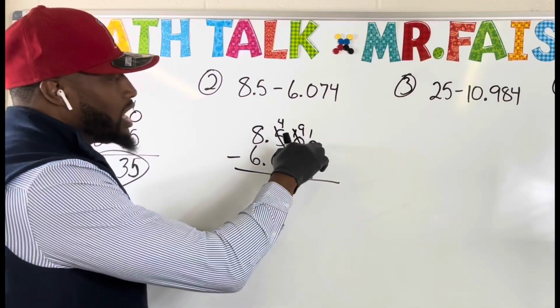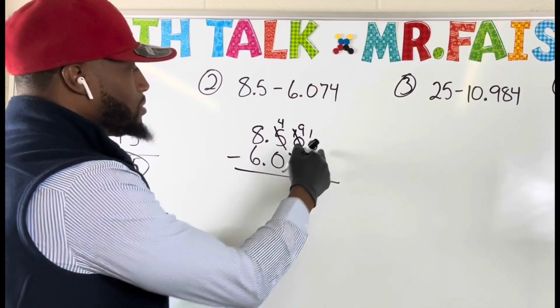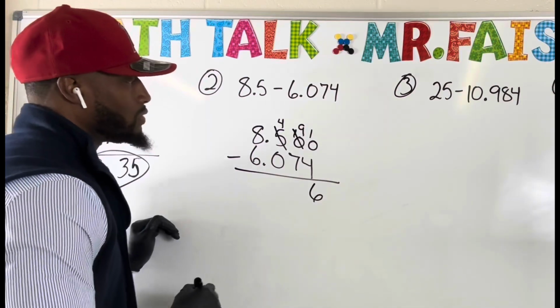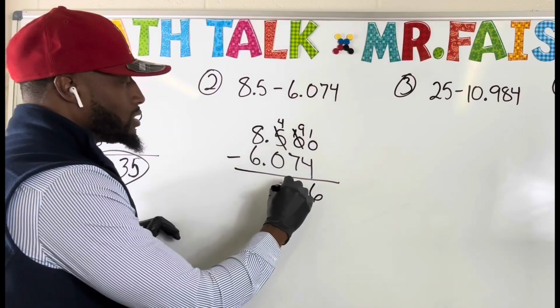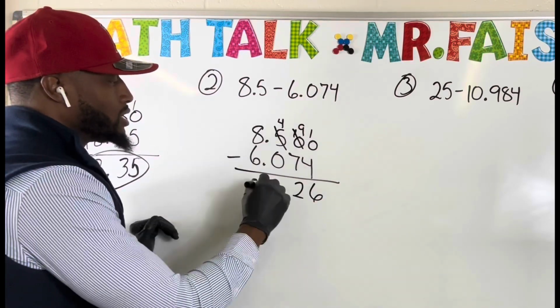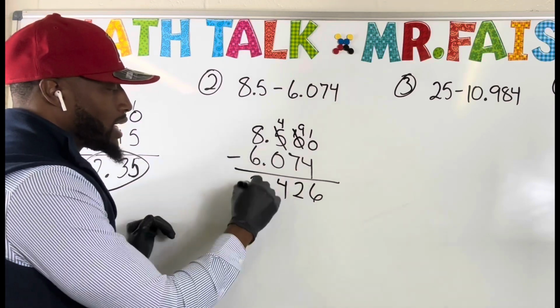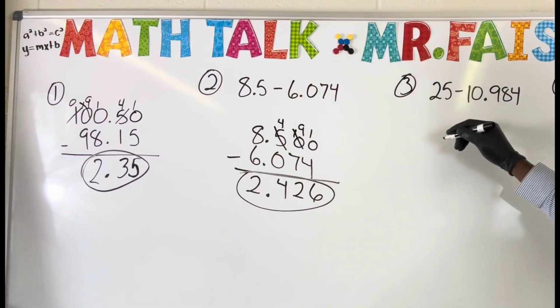All right? Now we can start doing some work, right? 10 minus 4, 6, right? 9 minus 7, 2. 4 minus 0, 4. 8 minus 6, 2. And we bring our decimal right on down. So now we come to this next one.